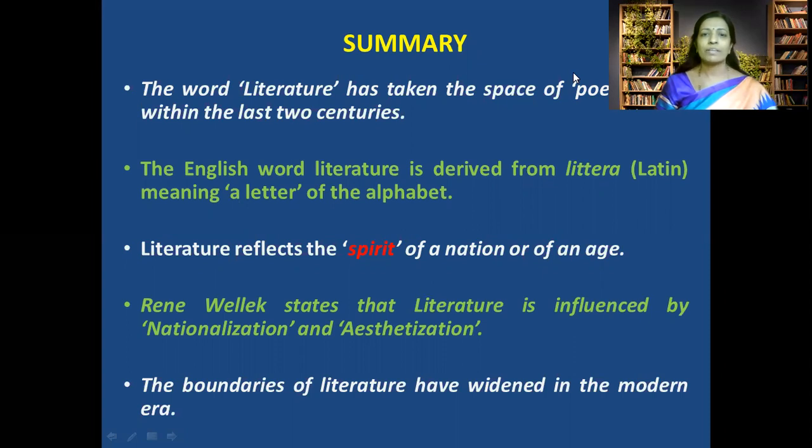Literature reflects the spirit of a nation or an age. That is, literature reflects the social conventions and the customs and depicts the society of a particular age. Rene Wellek, the famous literary critic, talks about how literature was influenced a lot by nationalization and aesthetization. So he says that any written work which has beauty of form and an emotional appeal can be classified as literature. Lastly, we see that in the modern times, we have a much broader sense of the term literature being used. The boundaries of literature have now widened, and the term literature includes a wide range of creative arts.